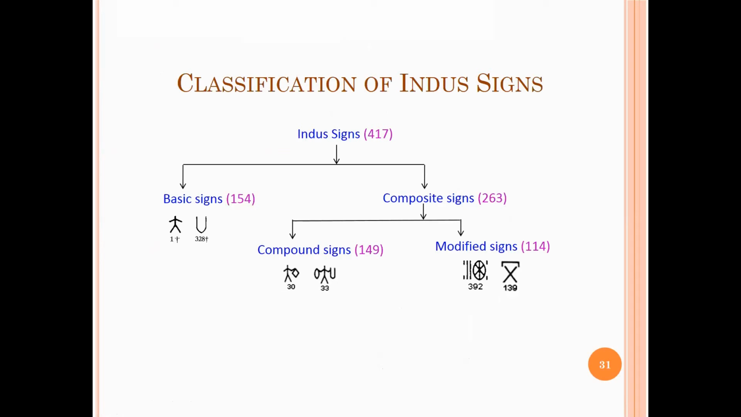So we have 417 signs, out of which 154 are basic, and then there are 263 composite signs. Composite signs are again classified into two categories: compound signs, which are simple mergers of other basic signs, and modified signs, which have the presence of some other modifier in their design.